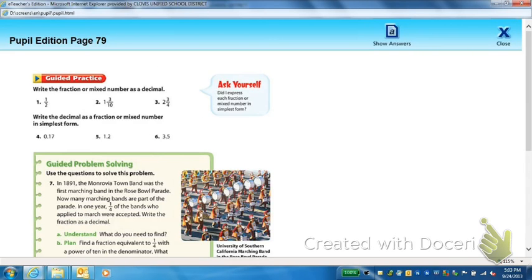The homework for Lesson 1 will be done in class. There's only about 4 problems, so we'll work on that in class. Lesson 2, here we're using the same thing. We have fractions and decimals, but now we have mixed numbers.